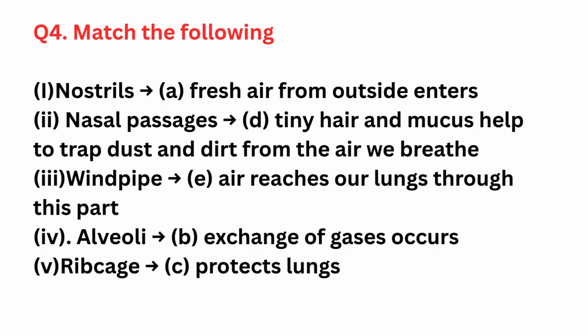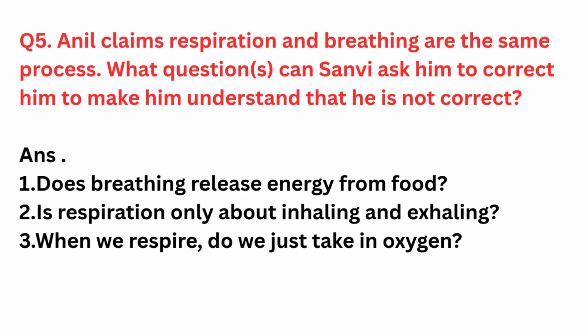Question number 4, match the following is given here. You want to match the correct answer. Okay, first one, nostrils: fresh air from outside enters. Nostril passages: tiny hair and mucus help to trap dust and dirt from the air we breathe. Windpipe: air reaches our lungs through this part. Alveoli: exchange of gases occurs. Ribcage: protects lungs.